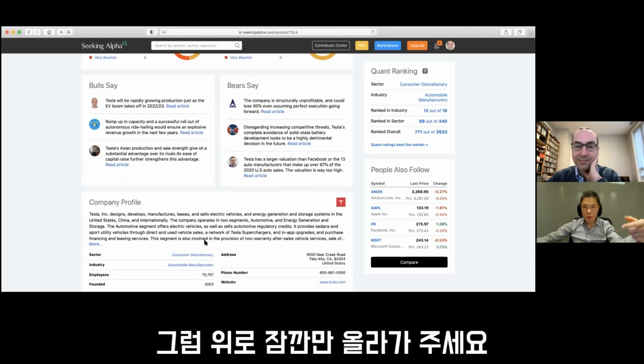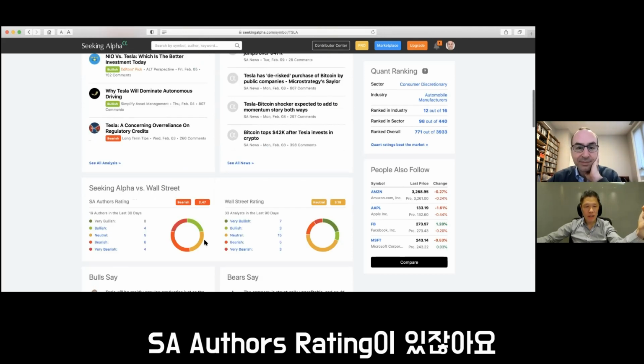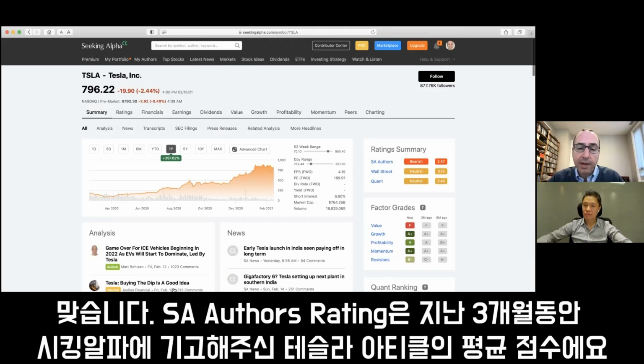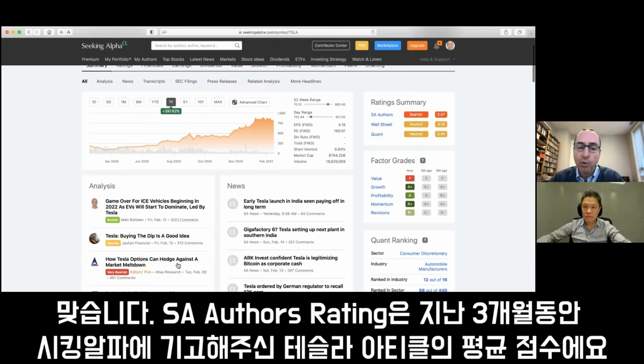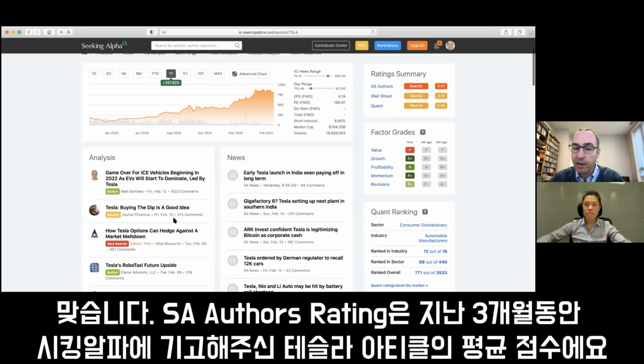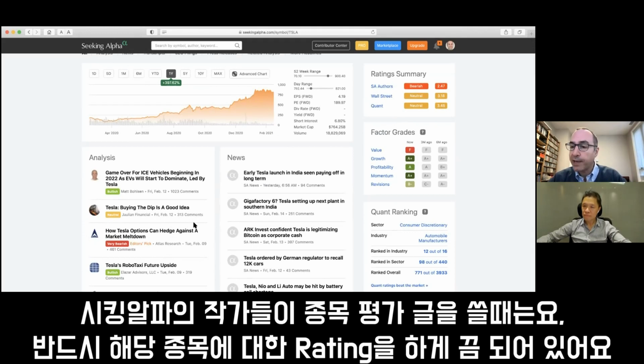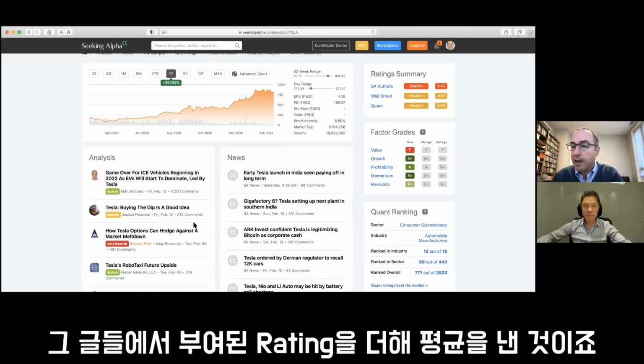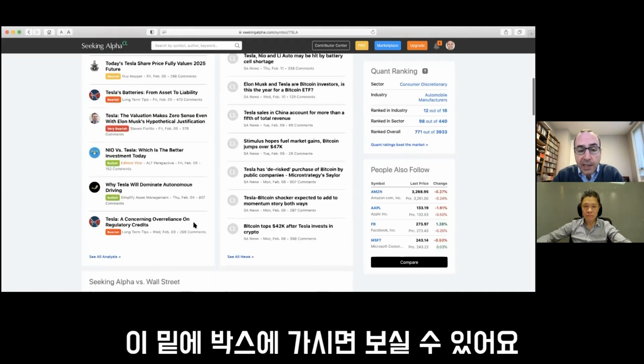So if you go up, there was the rating called essay authors. So this rating will be based on the analysis contributed, correct? Yes, that rating is the average rating of all these people who have written articles about Tesla for Seeking Alpha. Whenever an author writes an article for Seeking Alpha about a stock, they have to put a rating on the stock. So we look at all the authors who wrote about the stock in the last quarter, in the last 90 days, and we average out their ratings. And that's what this box here shows.